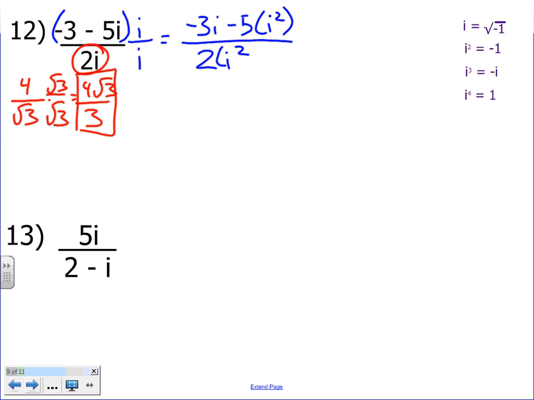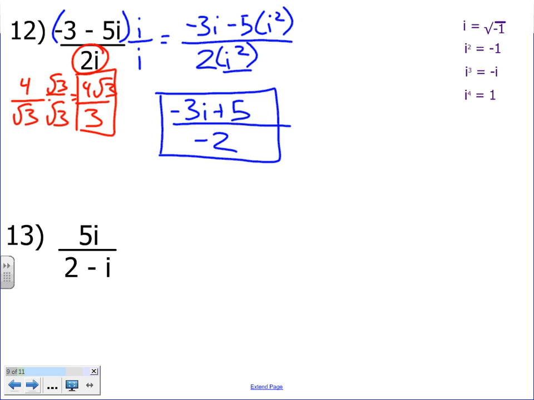We all know that i squared is going to be negative 1. So I'm just going to simplify this. Negative 3i on top. The i squared is negative 1. Negative 1 times negative 5 is positive 5. On the bottom, we have 2 times negative 1, which is going to be negative 2. This is now a proper answer. Notice it's still complex because we have an i involved.